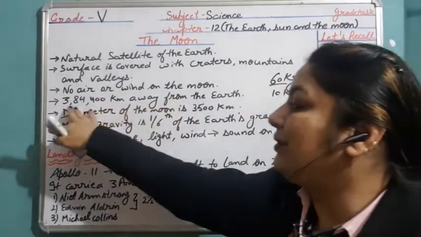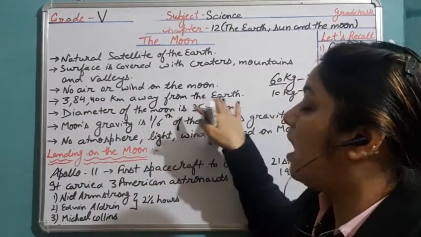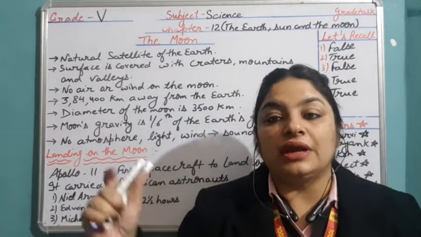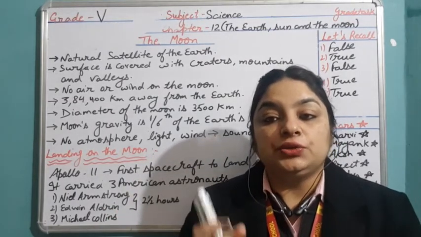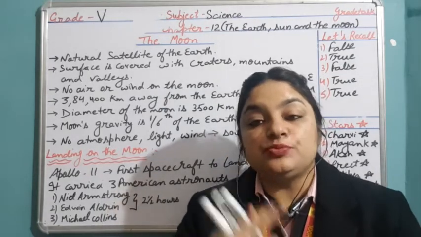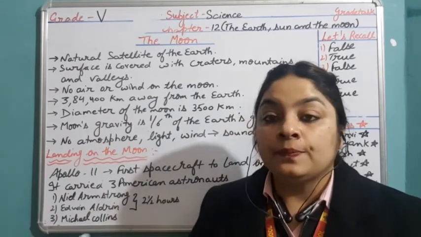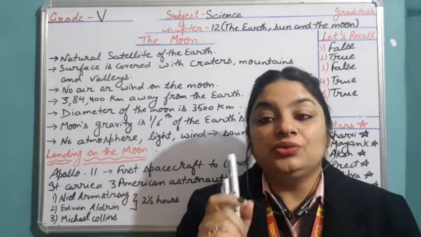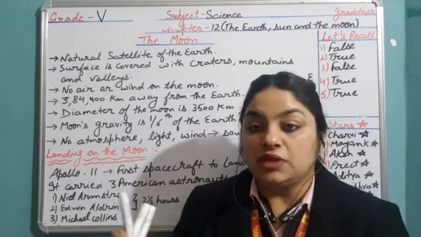The moon is 3,84,400 kilometers away from the Earth, and the diameter of the moon is 3,500 kilometers. The size of the moon is 3,500 kilometers in diameter, and if I ask you how far the moon is from the Earth, then it is 3,84,400 kilometers away from the Earth.